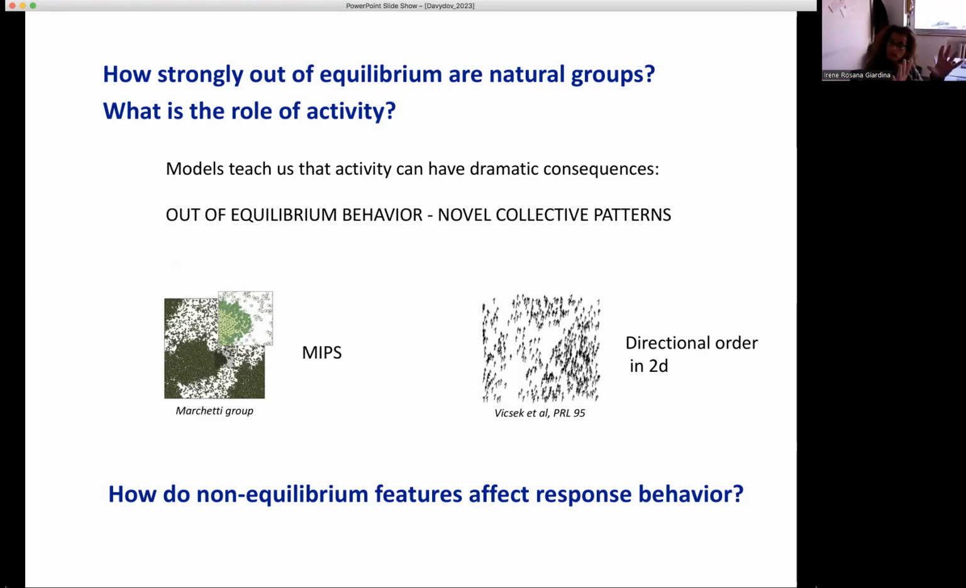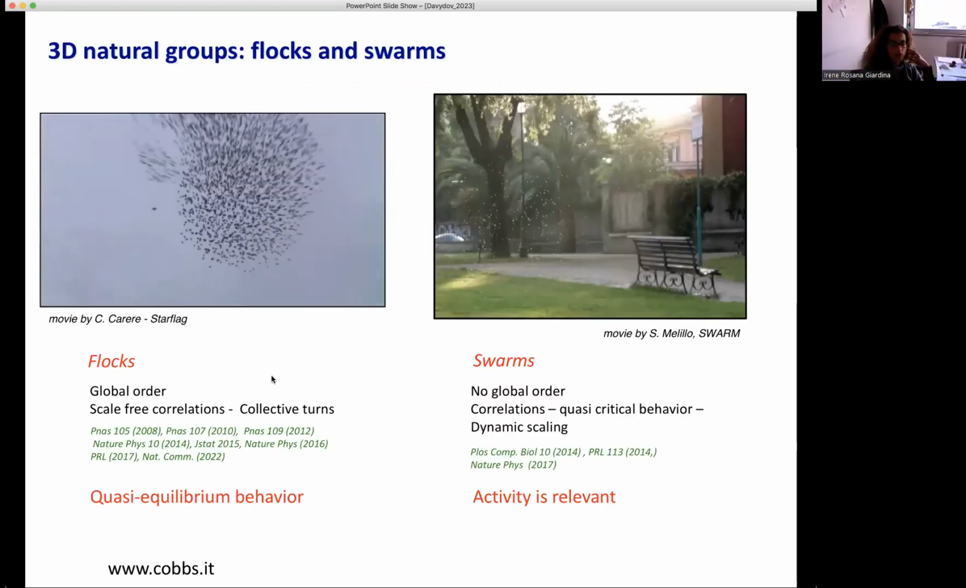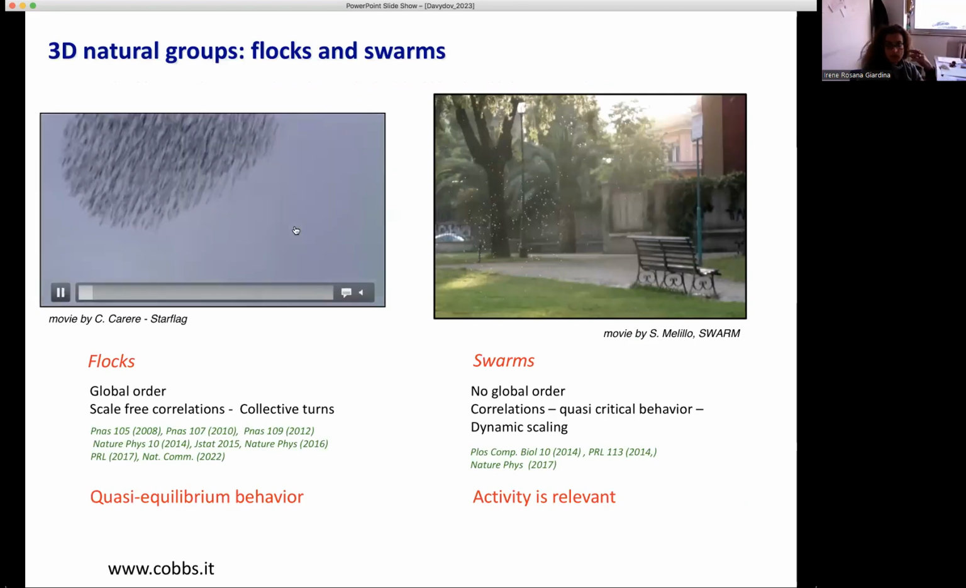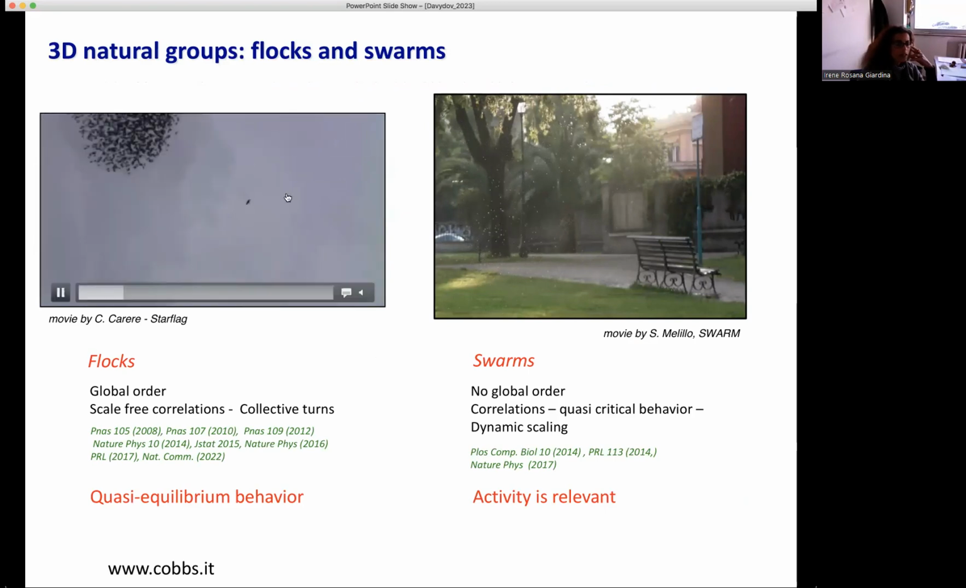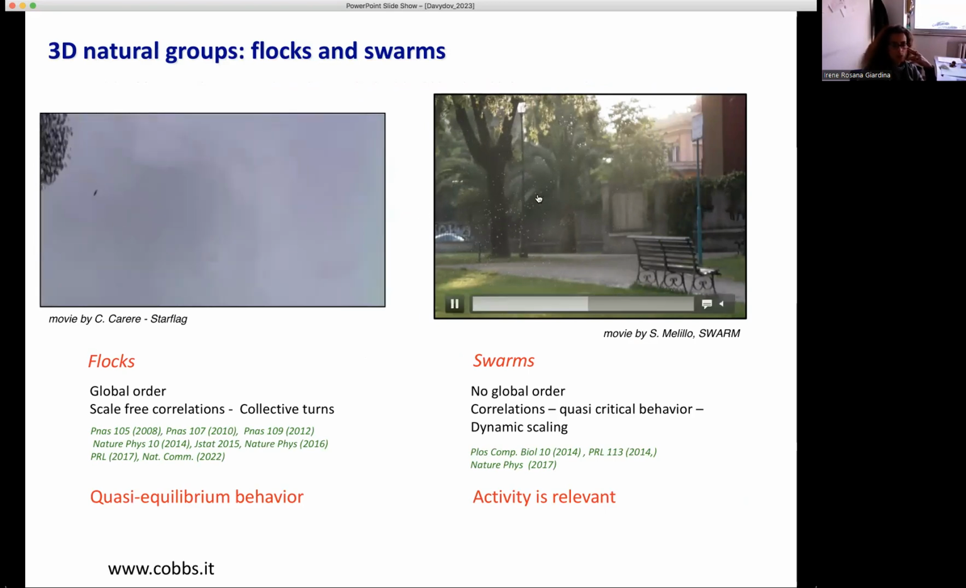But what I would like to do today, however, is not just focus on order, but also focus on another very interesting feature of systems where you have emergent properties, which is response. But before going to that, let me tell you a little bit more about the systems that we have been looking at and the motivations of my study. Okay, so these are the examples of the two systems on which we have a lot of data, flocks and swarms.